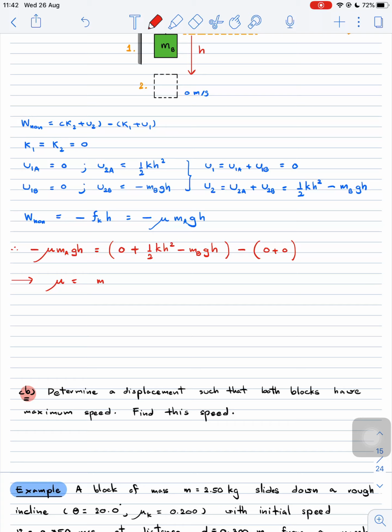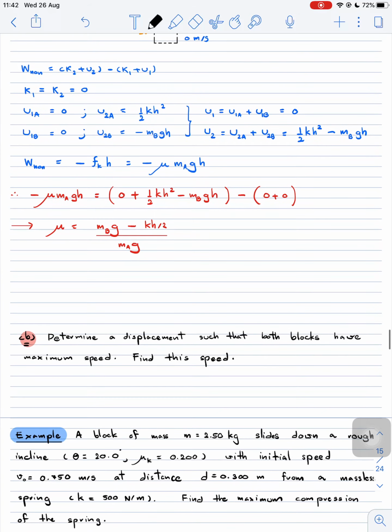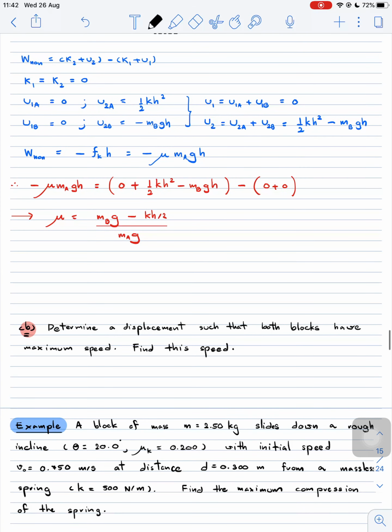m_B times g, and then minus k h over 2, and then over m_A times g, right? Okay, yes, that's correct. So this will be the answer.